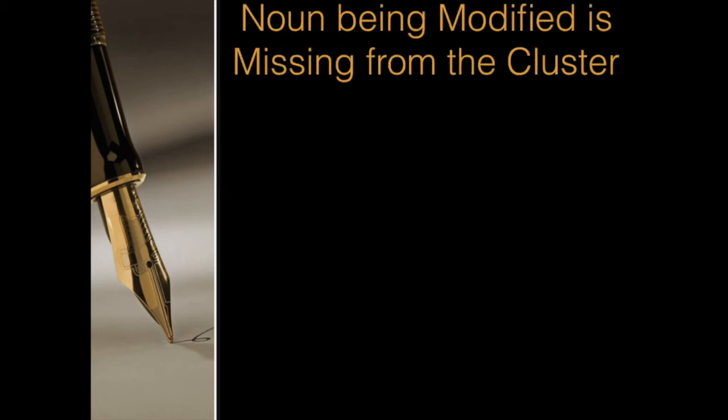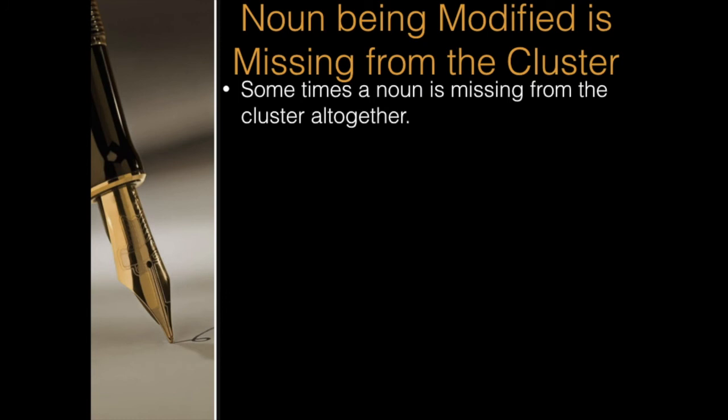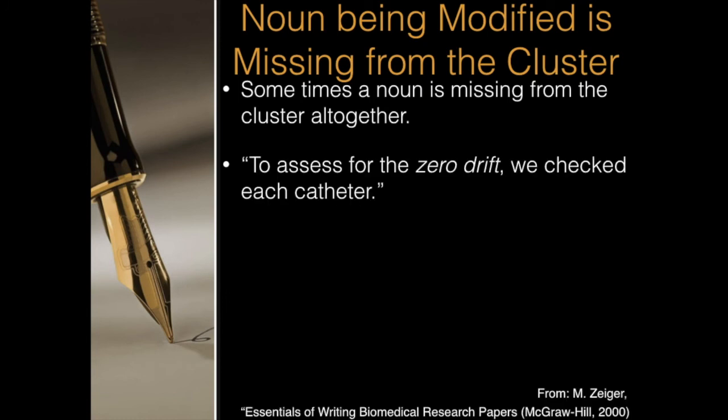Sometimes we become so familiar with a phenomenon that we develop shorter descriptions for it. And in the process, we omit some crucial nouns. That is okay for us, but not for others who are not as familiar with that phenomenon and the language around it. Consider this. To assess for the zero drift, we checked each catheter.